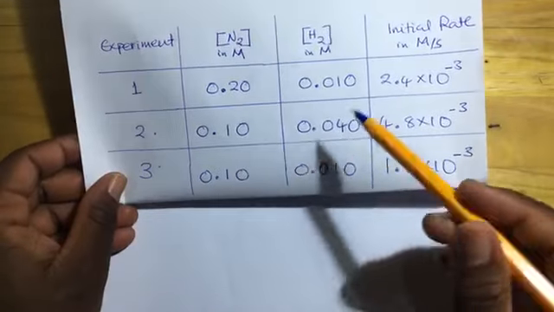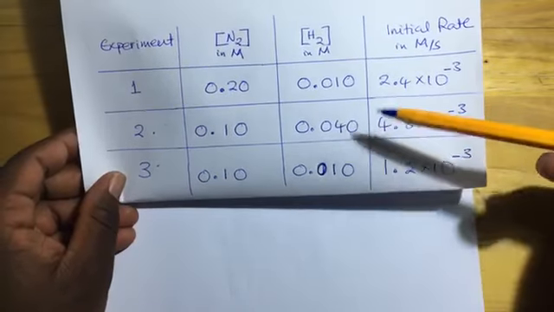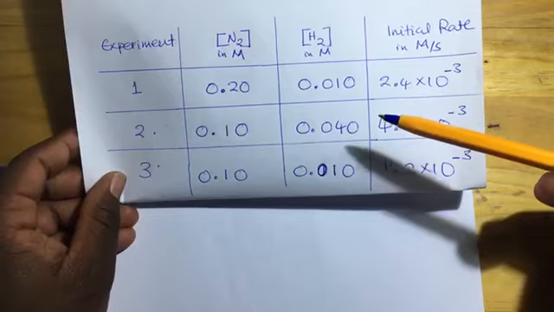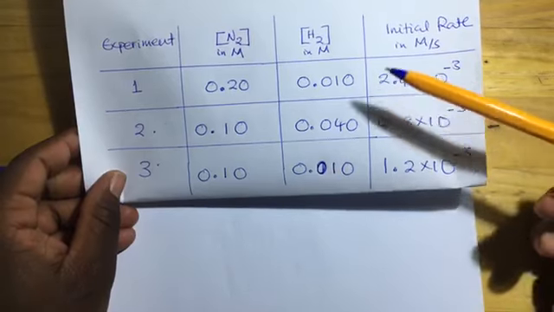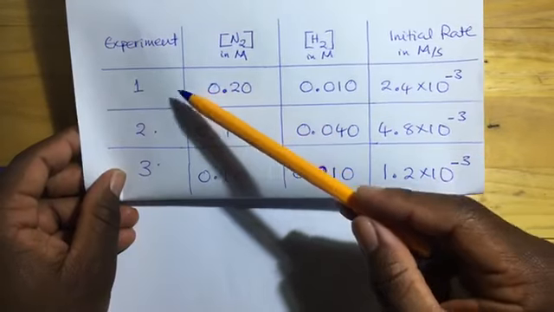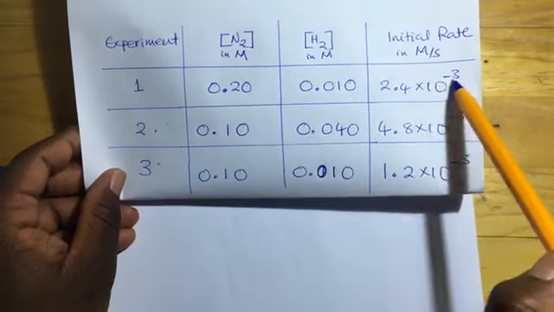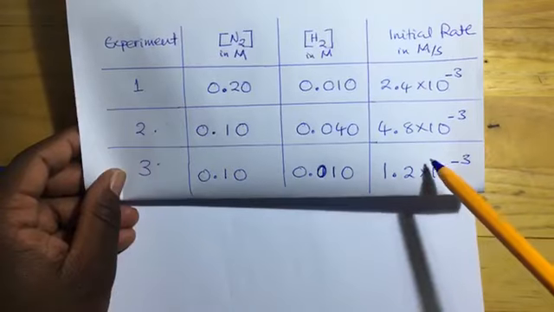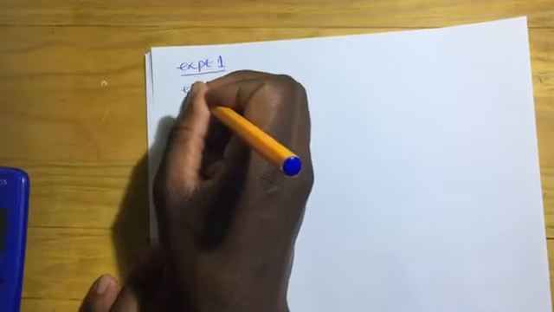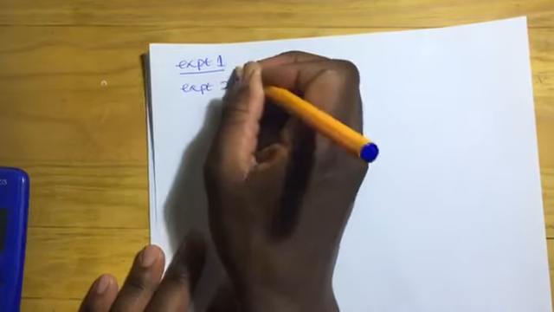Now, let me decide in advance which of these 2 is going to be the numerator. So I've said I'm going to use 1 and 3. 1 has a larger rate, yes. 3 has a smaller rate. So 1 is going to be our numerator. So this is going to be experiment 1 divided by experiment 3.